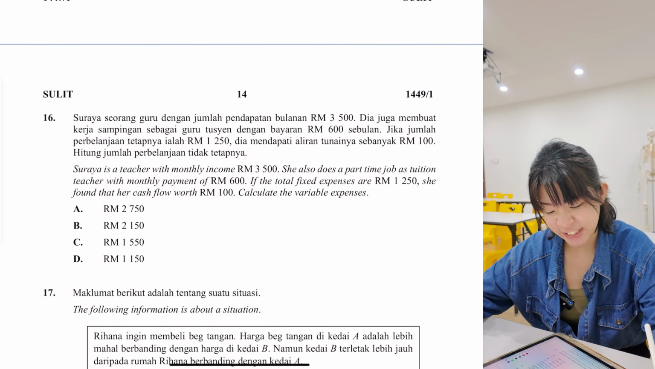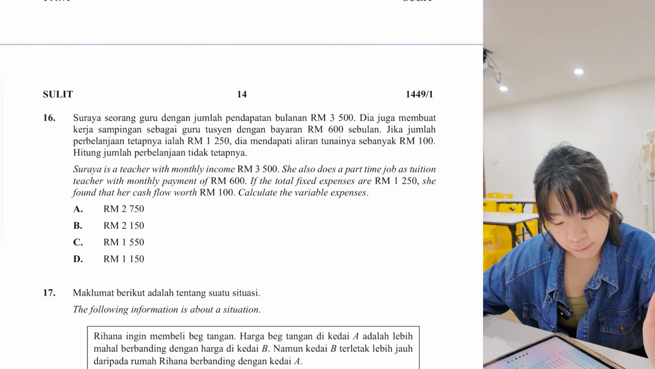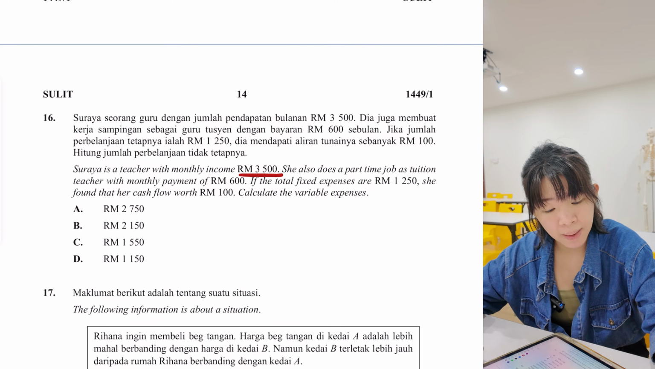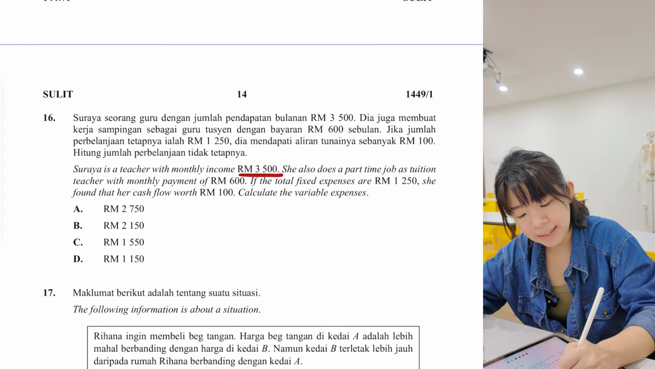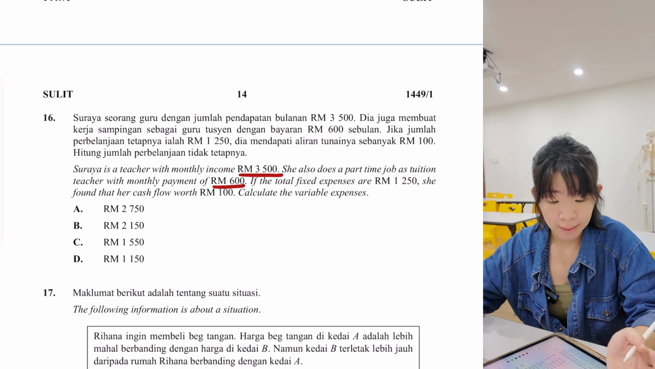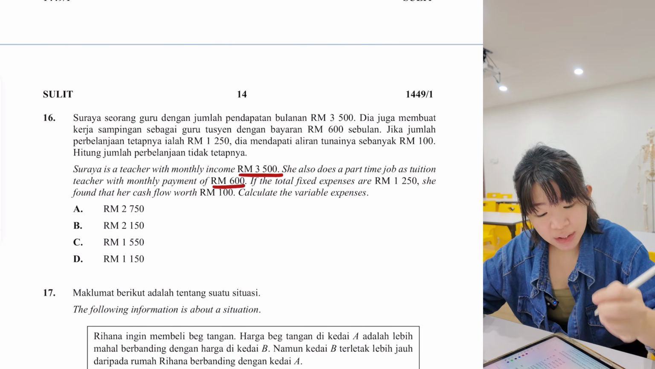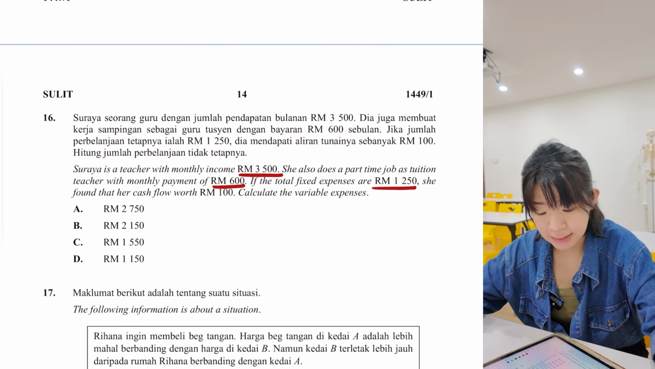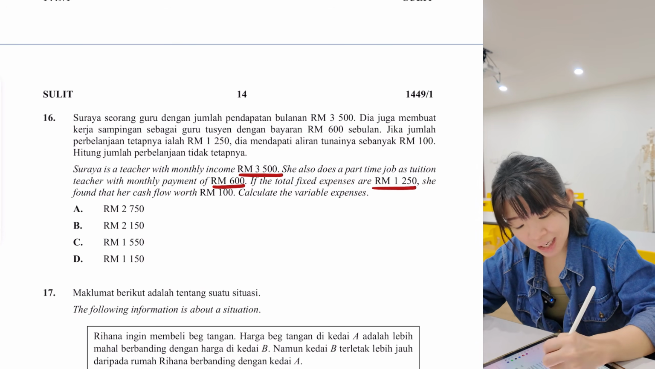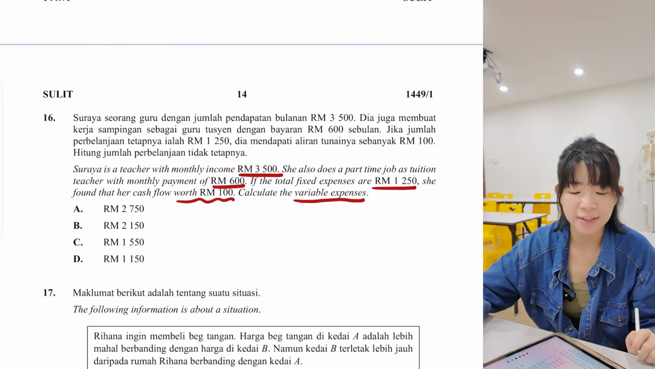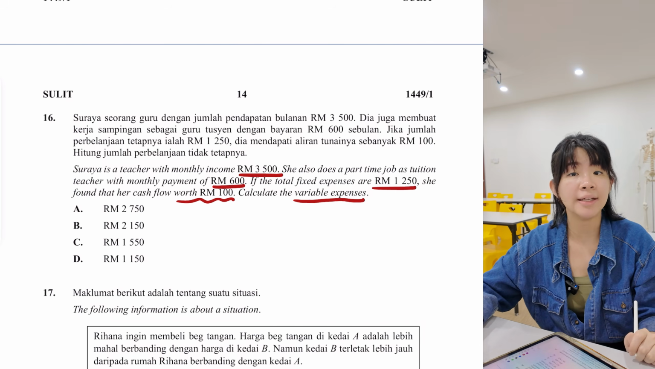Okay, let's look at question 16. Suraya is a teacher with monthly income 3,500. She also does part-time job as a tuition teacher. Monthly payment 600. So both of these are income. Then if the total fixed expenses, pembelanjaan, 1,250, and she found that her cash flow worth 100 ringgit. So calculate the variable expenses, pembelanjaan tidak tetap. At the end is how much?